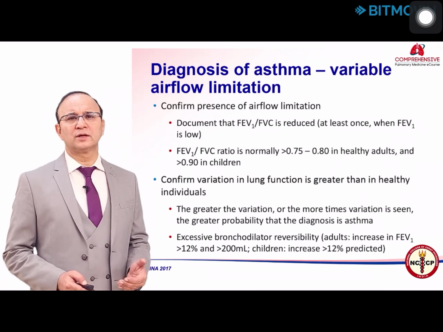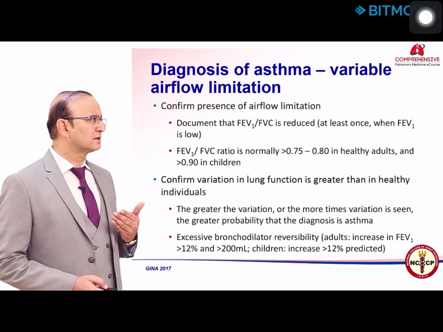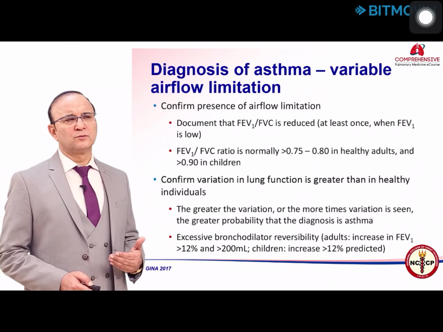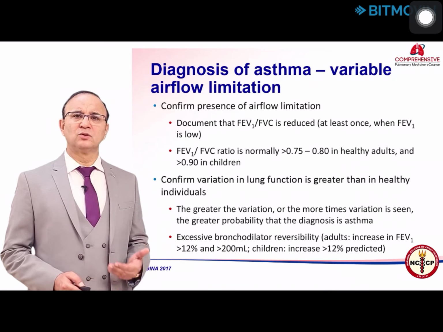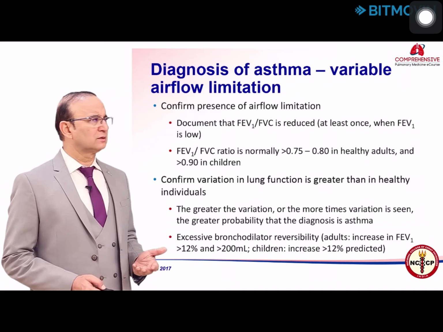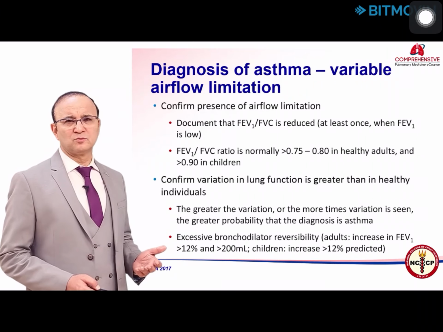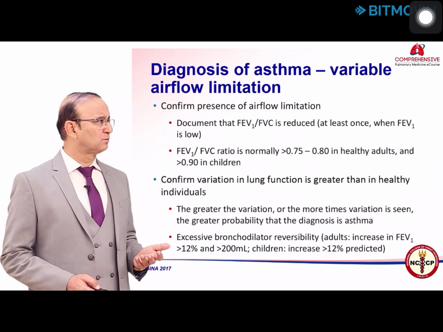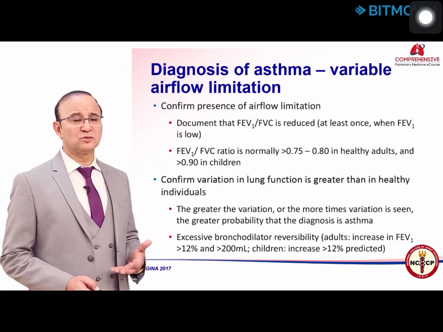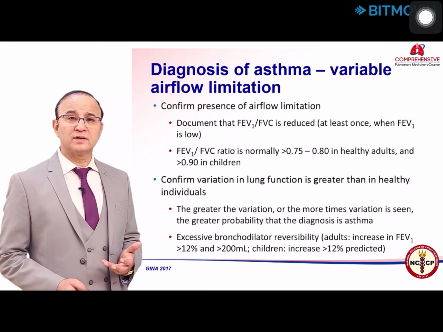So once you have taken a history of a patient which is suggestive of asthma, the next important thing is to document it or confirm it with lung function studies. It is essential that all patients, when you diagnose asthma, should undergo a spirometry test. You should document that the ratio of FEV1 to FVC is reduced. Normally it is more than 0.75 or 0.80, 75% to 80%, and it is more than 0.90 in children.